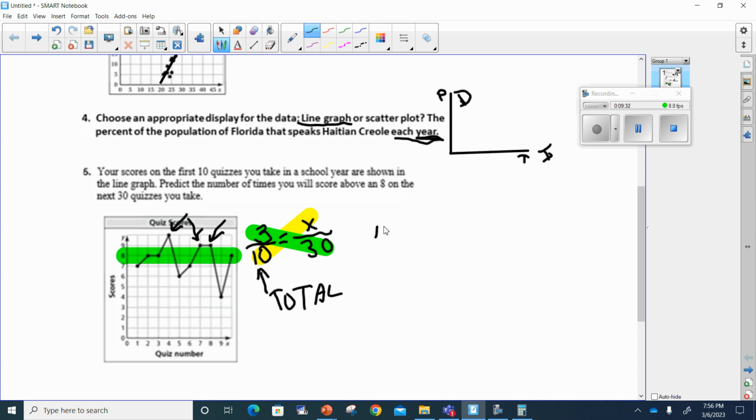And this is going to give me 10x equals 30 times 3. Well, now 30 times 3 is 90. That would equal 10x. I'm going to isolate my variable by dividing my coefficient away. And whatever I divide from one side, I do the other. I have x. Remember, 10 divided by 10 is 1, so I have 1x left over. And 90 divided by 10 is 9. So that means I can expect to score 9 times above an 8 out of the next 30 times. So my answer is 9.